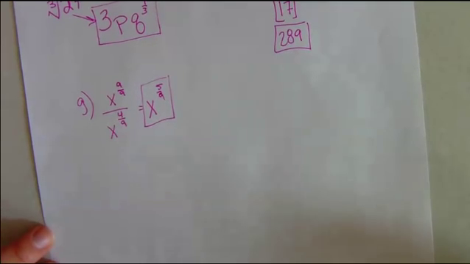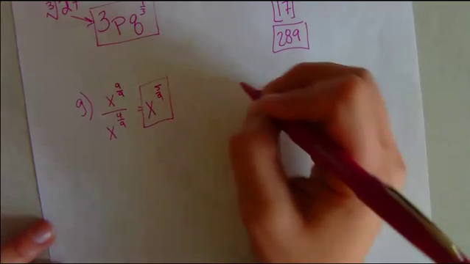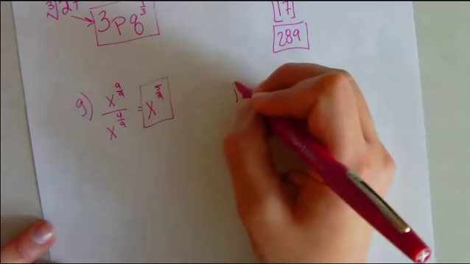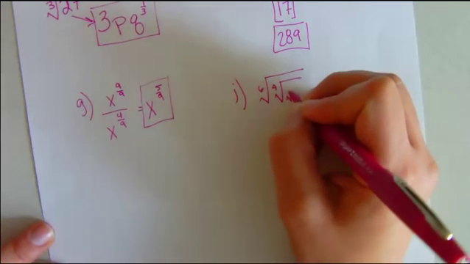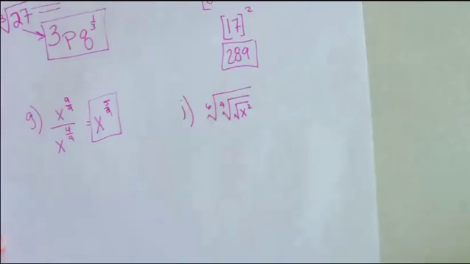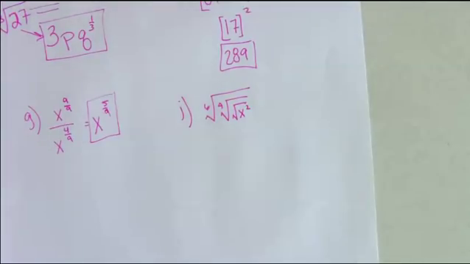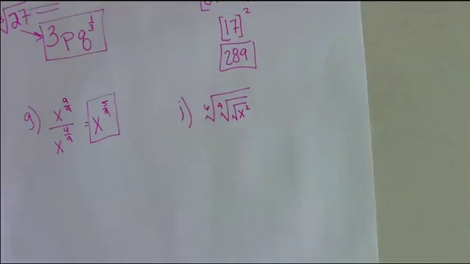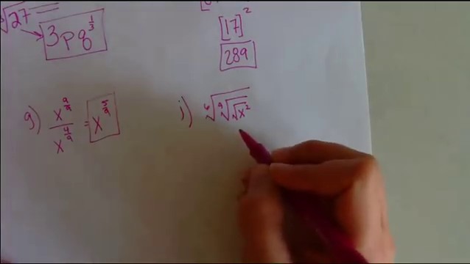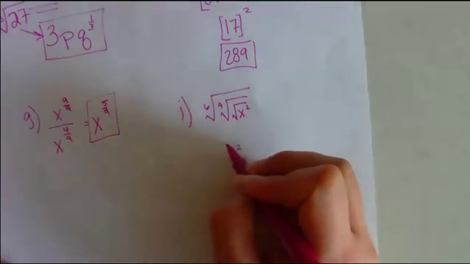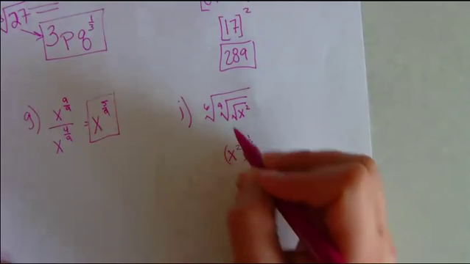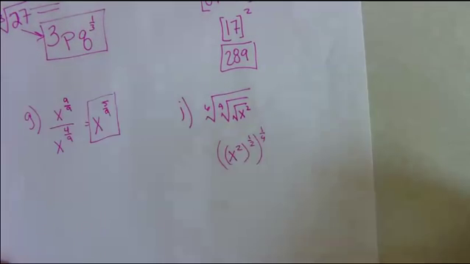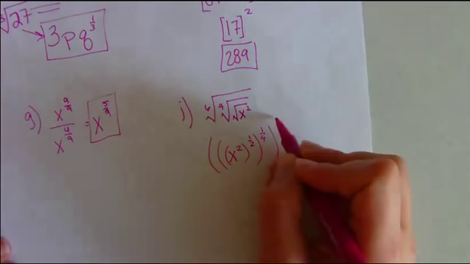All right, let's try J. So the 6th root of the 4th root of the square root of x squared. This problem is a little bit intimidating because there are so many radicals with so many different indices, but if we just change it to rational exponents, it becomes super easy. So start on the inside, x squared. The square root of x becomes a 1/2 exponent. Then the 4th root becomes a 1/4 exponent. And then the 6th root becomes a 1/6 exponent.